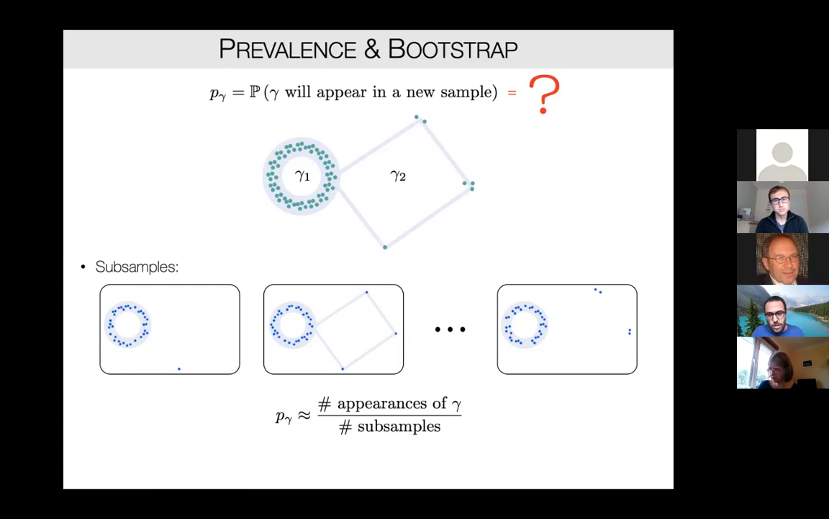how likely it is to see a cycle. And at the end of the day, we want to say that if this score, this value, is very high, it means that this cycle is very significant. It's going to appear over and over again in many samples, whereas something with a small value is probably just an outlier.